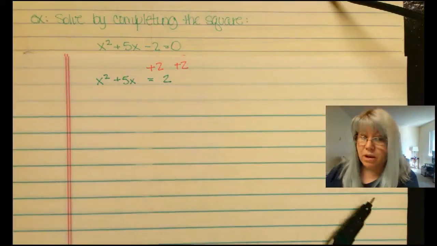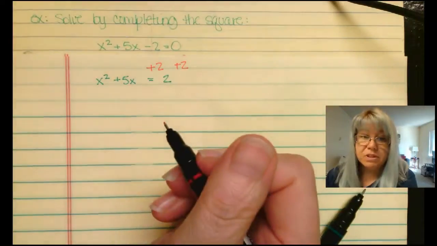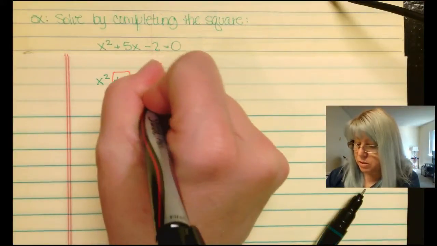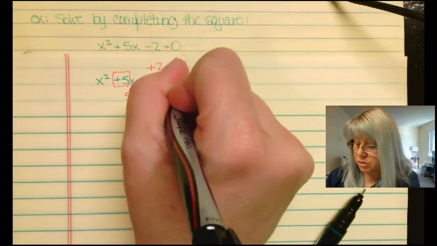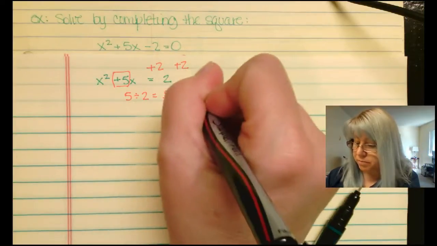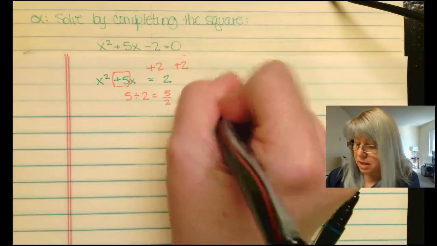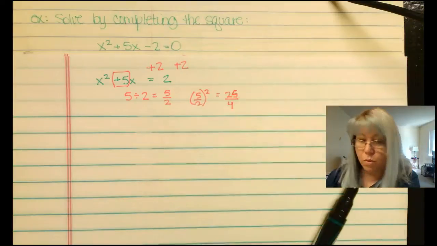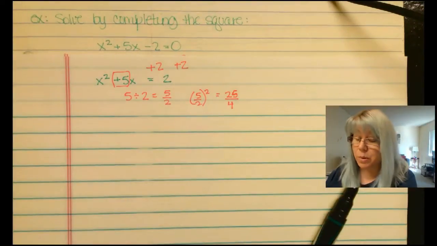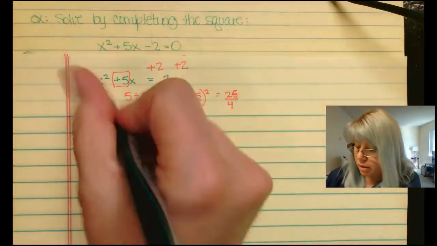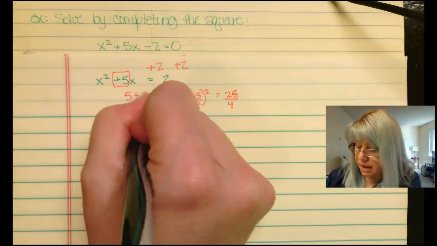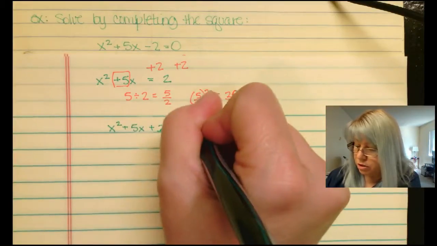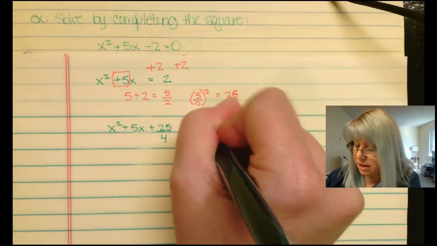Now I have to figure out how to force the left-hand side to be a perfect square. I take the middle value, divide it by 2. 5 divided by 2 is 5 halves. Then I take 5 halves and I square it, giving me 25 over 4. That's the value I add to both sides. X squared plus 5x plus 25 over 4 should equal 2 plus 25 over 4.